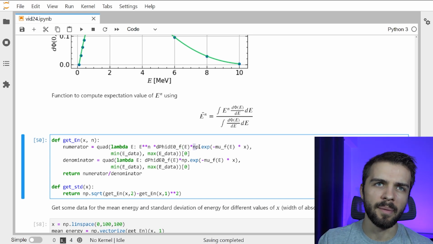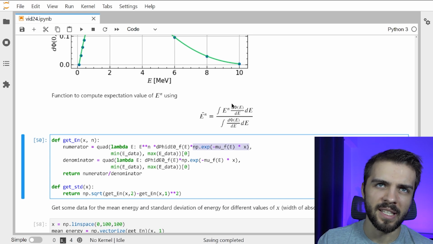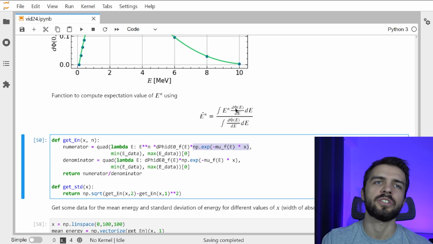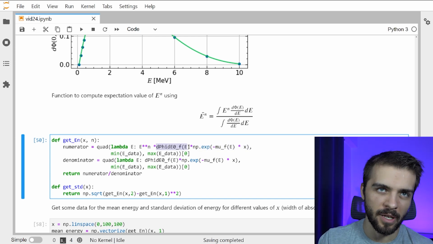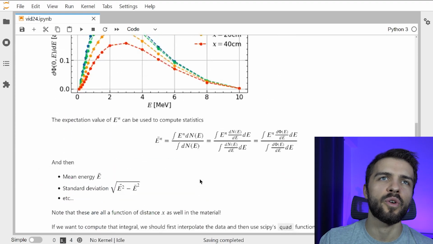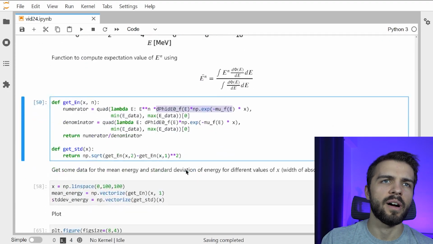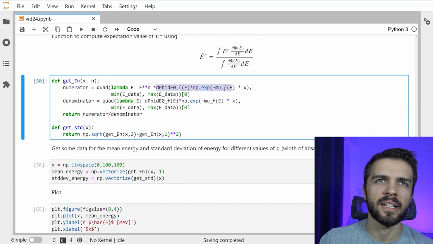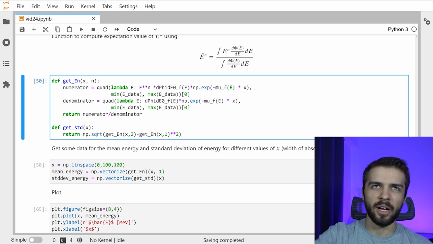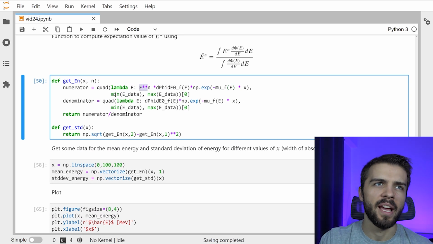But this isn't quite equal to this. Remember, I have to multiply by the exponential as well, because this is the spectrum after attenuation has occurred, and this is just the initial spectrum. And by this formula right here, that's what I'm plugging in that integral. So I plug in that, and I multiply it times mu times x. And of course, this is a function of E. So I'm actually integrating over this curve, and I'm weighting it by E to the n. And I integrate from the minimum of the data to the maximum of the data.